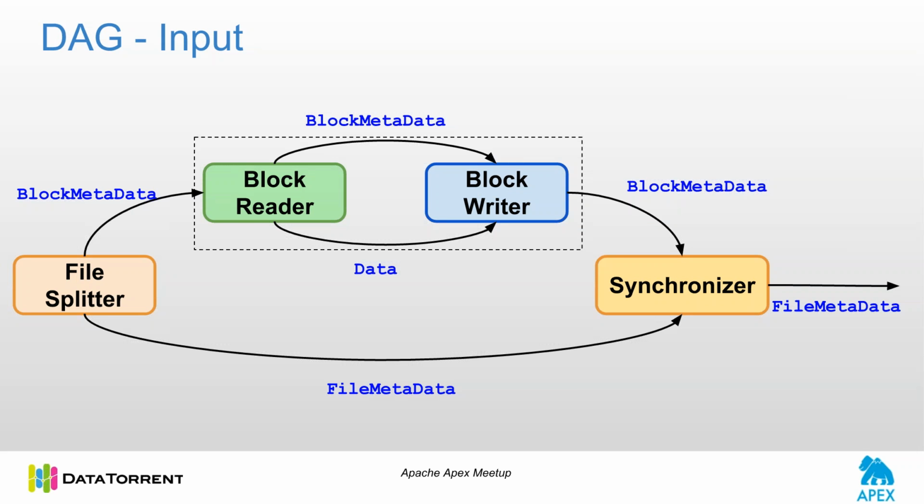So this is how the reader block will look. You have the file splitter, the block reader and the block writer, and then the synchronizer. This is the bigger picture when you are reading the data.